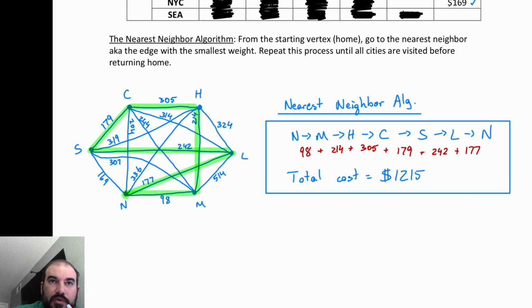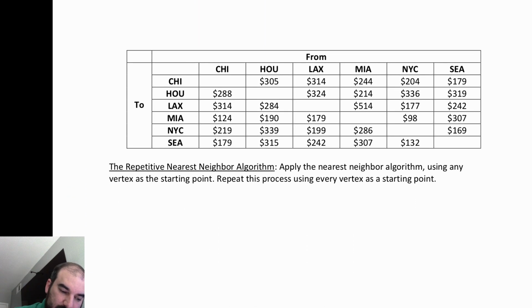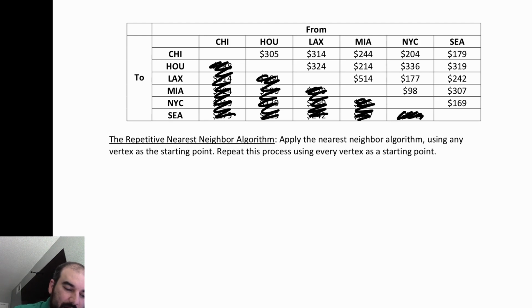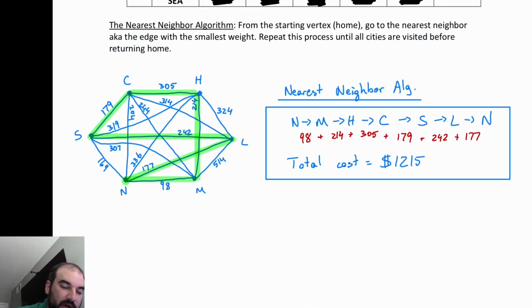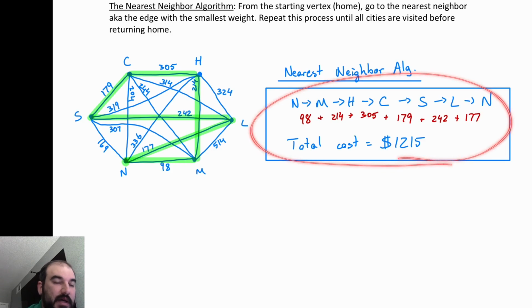Now I know this question doesn't ask for it. Oh, I guess the next page is the same table. So you should cross off all of these. On the next page, you're going to do the repetitive nearest neighbor algorithm. So now that we have the picture, you can just continue on this page if you want to. But repetitive nearest neighbor says instead of starting at n, what happens if we start at all of the other vertices? So you'll do this process 5 more times.